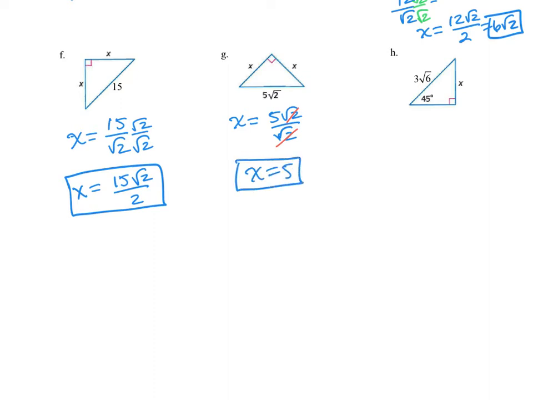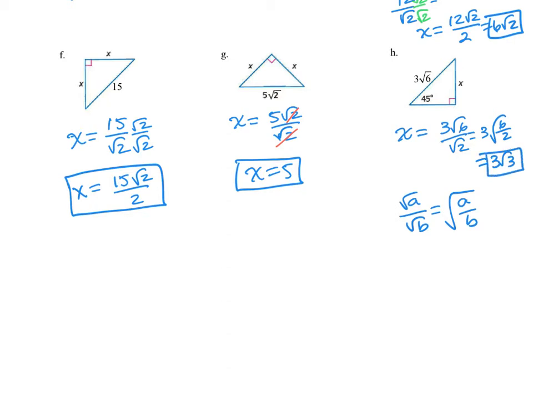And then letter H, another 45, 45, 90 triangle where we know the hypotenuse. We need to know what this leg is. So to find that leg, we're going to take the hypotenuse and divide it by the square root of 2. Well, I may have mentioned this in class, the following property: the square root of a divided by the square root of b is the same thing as the square root of a divided by b. So in other words, this is the same thing as 3 times the square root of 6 divided by 2, or 3 times the square root of 3, and we can just leave our answer like that.